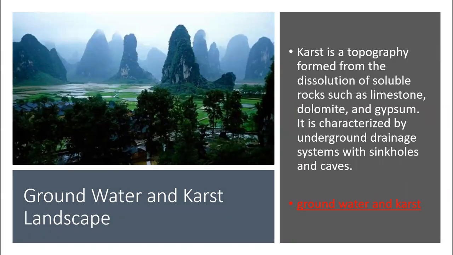Groundwater and karst landscape. So now you see this, right? You see those. You go like, how did this happen? Well, it's because of the type of rock you have there. So it's a karst landscape. Karst is a topography formed from the dissolution of solid rocks, such as limestone, dolomite, and gypsum. It is characterized by an underground drainage system with sinkholes and caves.